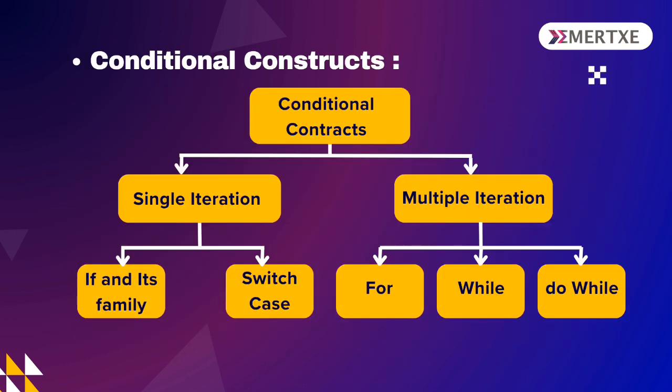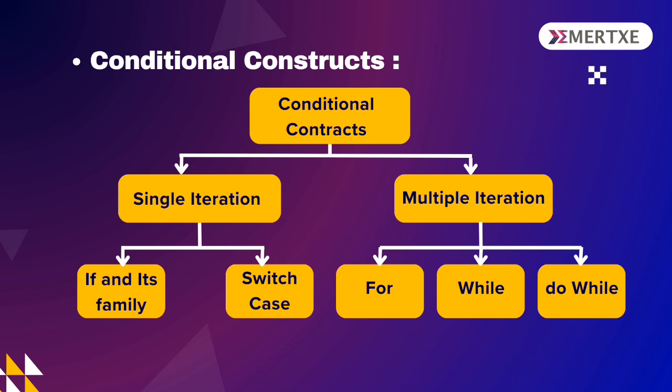Conditional constructs. Conditional constructs help us to make decisions in code, similar to how we make decisions in real life based on a certain condition. We broadly classify them into two categories: single iteration constructs, multiple iteration constructs. Single iterations. These are used when we want to check a condition and execute a block of code only once. This is divided into two types: if and its family. This includes if else, and if else if statements. This allows us to execute different blocks of code based on different conditions.